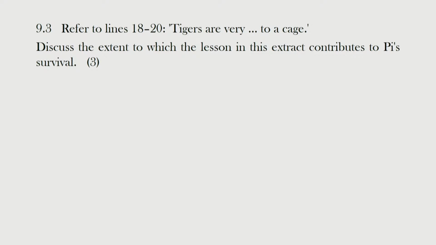Now, here we have 9.3, refer to lines 18 to 20. So that's already your limiting thing. This is the father, Mr. Patel, giving Pi and Ravi a lecture on just how dangerous this is, where he's saying, you don't stick your hand into a tiger cage, you don't get too close, you just keep a nice safe distance, because this is what happens if you don't.